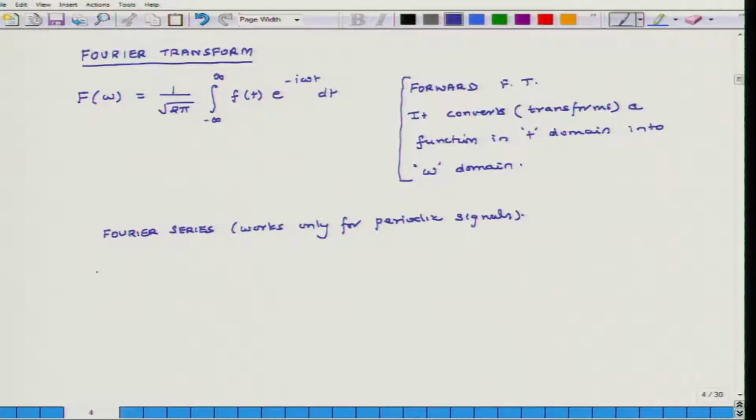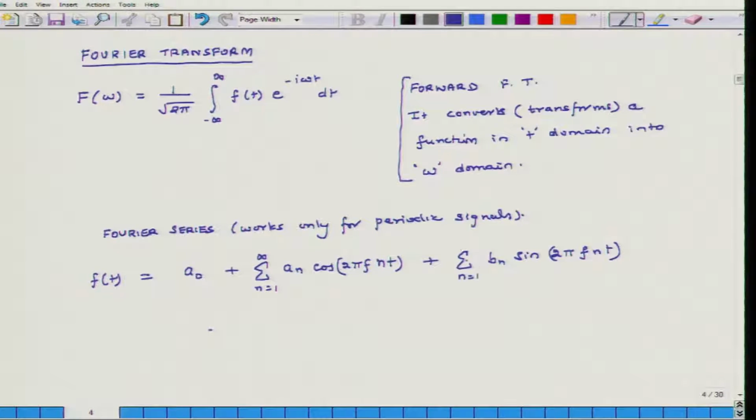The Fourier series expression, what does it say? That f of t is equal to a naught plus the sum of a n cosine 2 pi f n t plus b n sine 2 pi f n t, with n equals 1 to infinity. Okay. Now, just compare these two expressions.